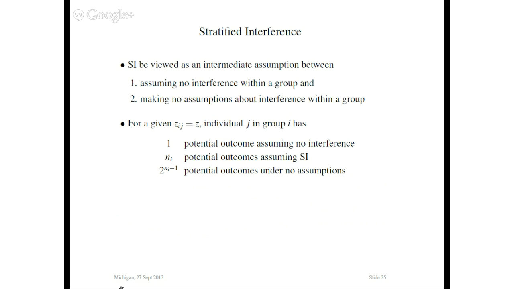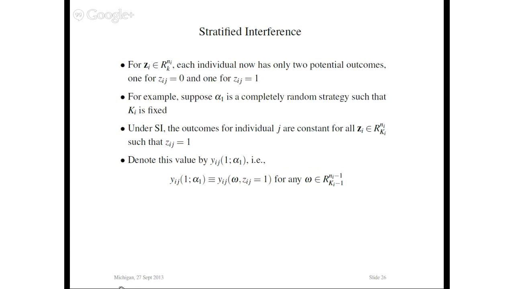So this is sort of an intermediate assumption between making no assumption about the structure of interference and assuming no interference at all. So if you hold an individual's treatment assignment fixed, if you assume no interference, then they only have one potential outcome. If you make no assumptions, then they have 2 to the n_i minus 1 potential outcomes. And if you take this sort of intermediate road of assuming stratified interference, then they have n_i potential outcomes. So maybe this is a reasonable model for some situations. And it's sufficient.